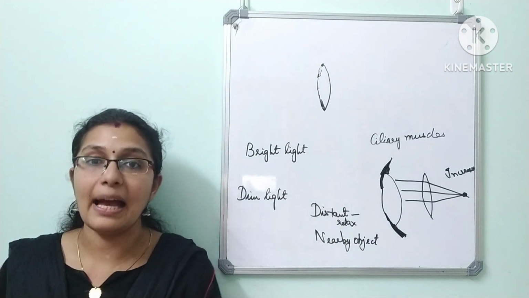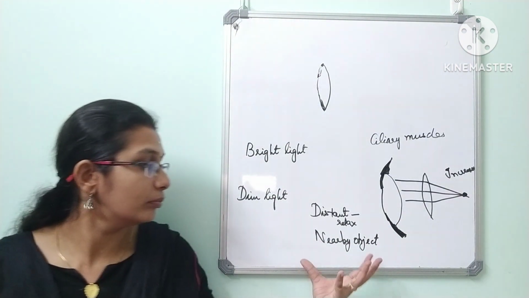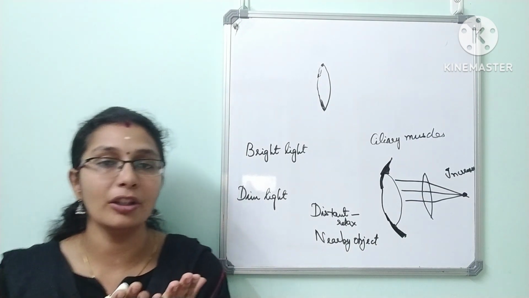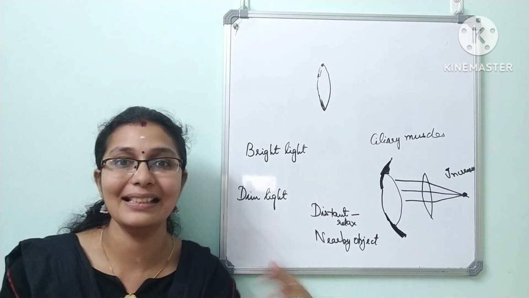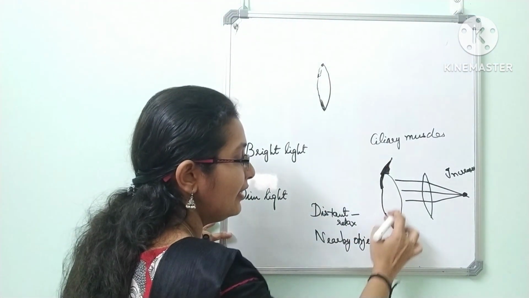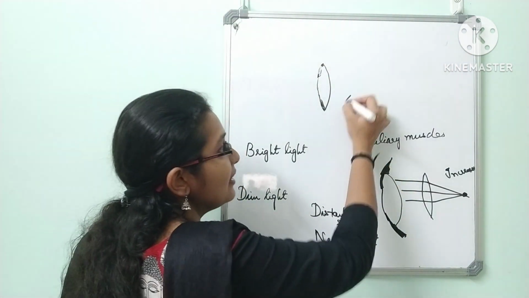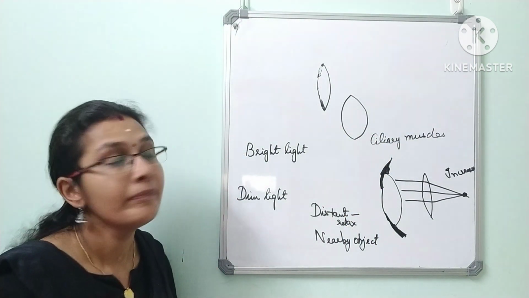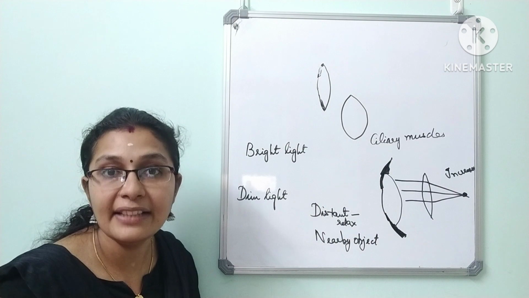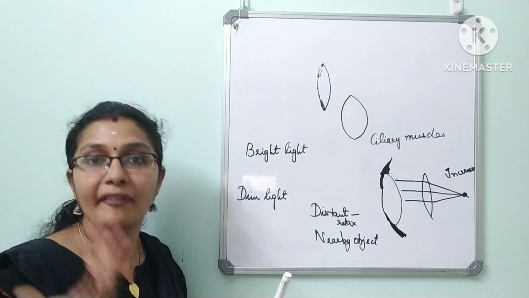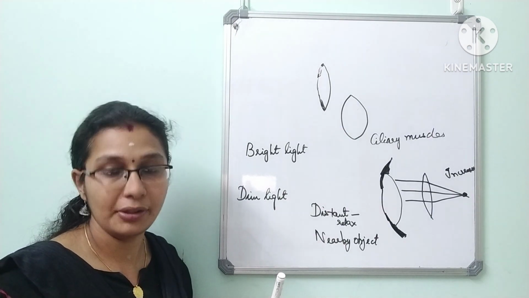Whereas vice versa happens for a nearby object. Consider you have a nearby object. That time what the ciliary muscles do is, the ciliary muscles will contract. So what will happen when they contract, this lens becomes bulged, right? Like this, somewhat more curved, okay? So the curvature of the lens also depends on the ciliary muscles, whether they are in expanded form or contracted form.